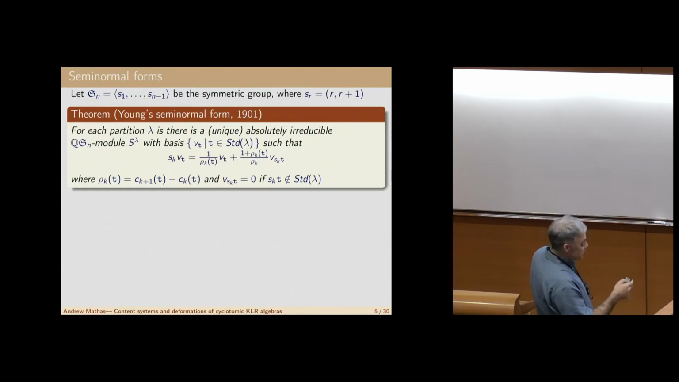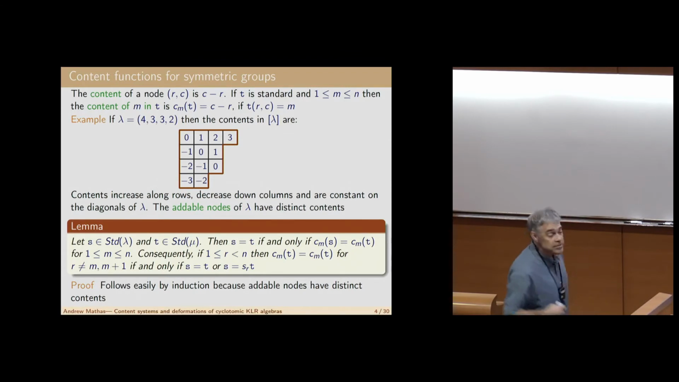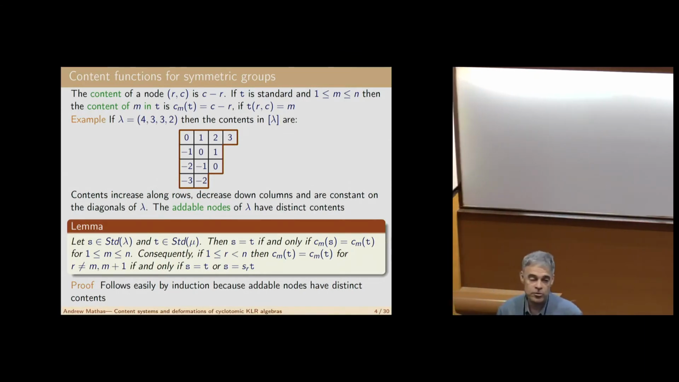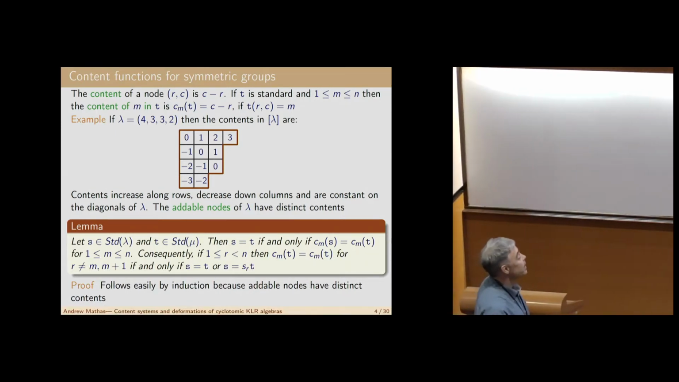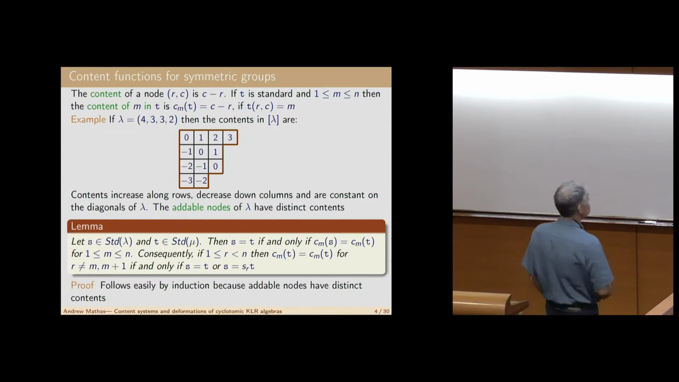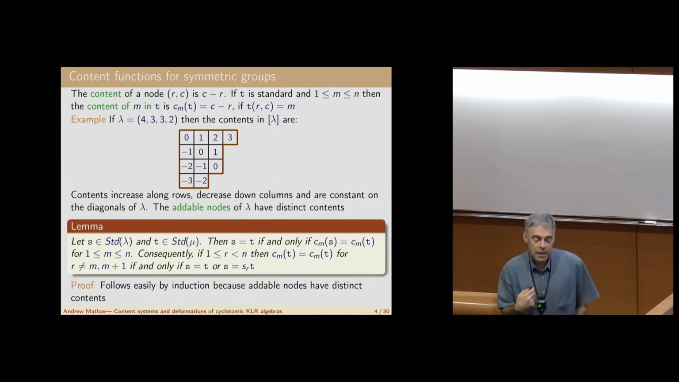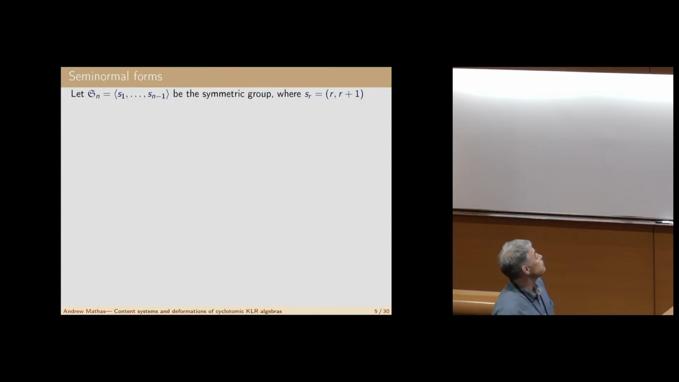But one of their key properties is that contents distinguish between tableaux. So in some sense, almost all the elementary ordinary representation theory of Sn follows from this very simple fact that two tableaux are equal precisely when their content sequences are equal. And the proof is simply observing that the contents are constant on diagonals, and so the addable boxes have different contents. And so you argue by induction and you're done. Okay? So that is really, I think, all you need to do to construct representations of Sn.